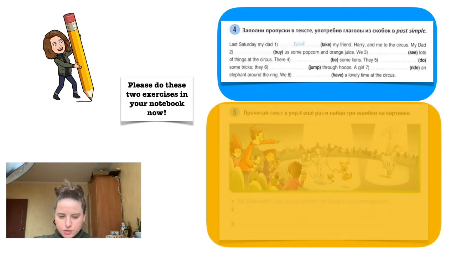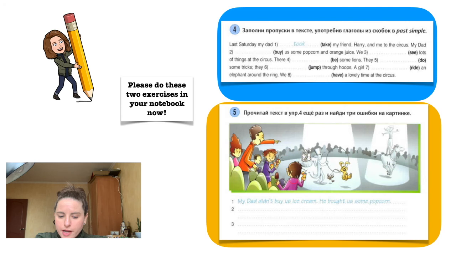Alright? Please write the whole thing in your notebook. Please change the verbs into their past simple form in the text. Then, the second exercise. You need to look at the first exercise, read the text, and then below, in this picture, you need to look at the picture. You need to find 3 mistakes in the picture, and you need to write the sentences at the bottom. So, for example, the first one, my dad didn't buy us ice cream, he bought us some popcorn.